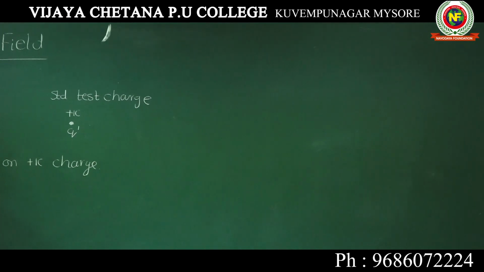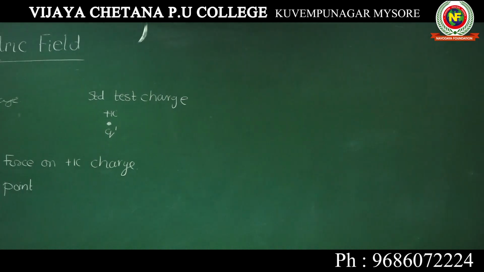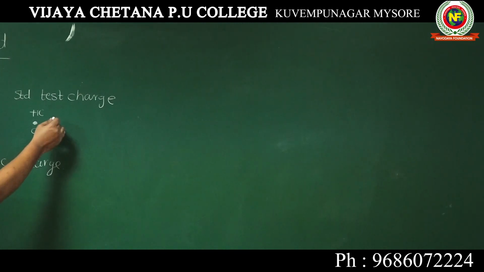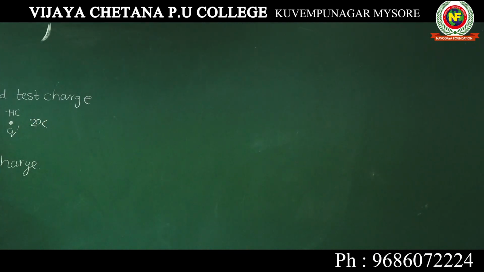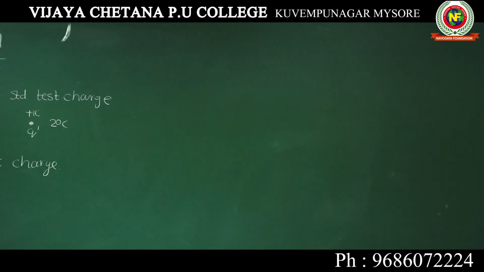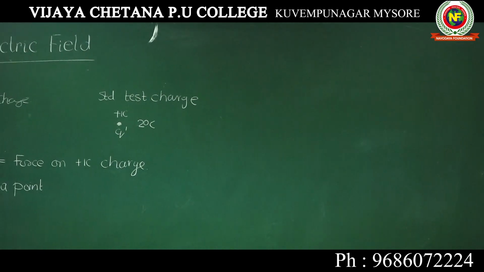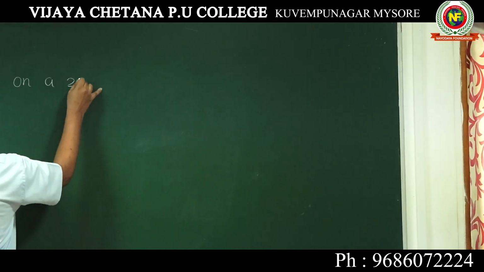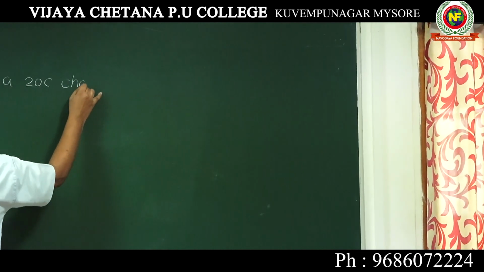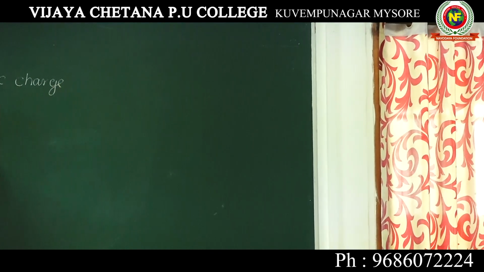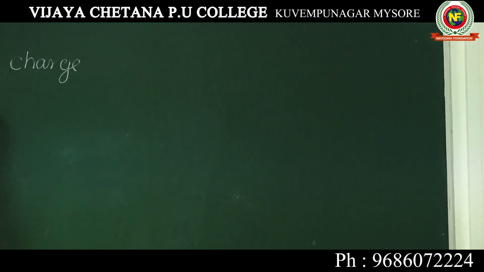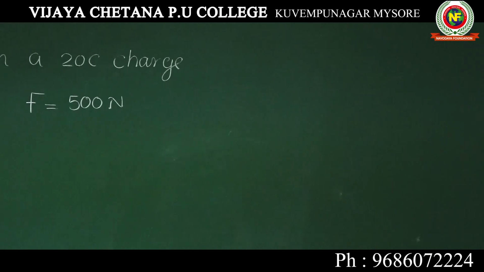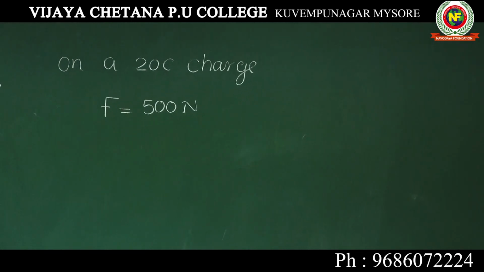Okay. Suppose now you may get a doubt: Sir, you told us to bring a +1 coulomb charge, but I don't have a +1 coulomb charge. All I have is 20 coulomb. Then what should I do? You bring 20 coulomb and measure the force. Just for example, say on a 20 coulomb charge the force is equal to 500 Newton. On a 20 coulomb charge, 500 Newton force is there.